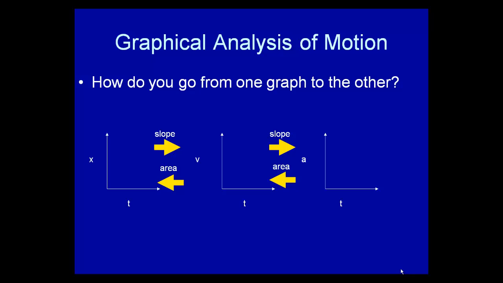Now, from this, the best type of graph you can get is a velocity time graph, because it allows you to get everything. It allows you to get position, it allows you to get velocity, and it allows you to get acceleration, all from a single graph.